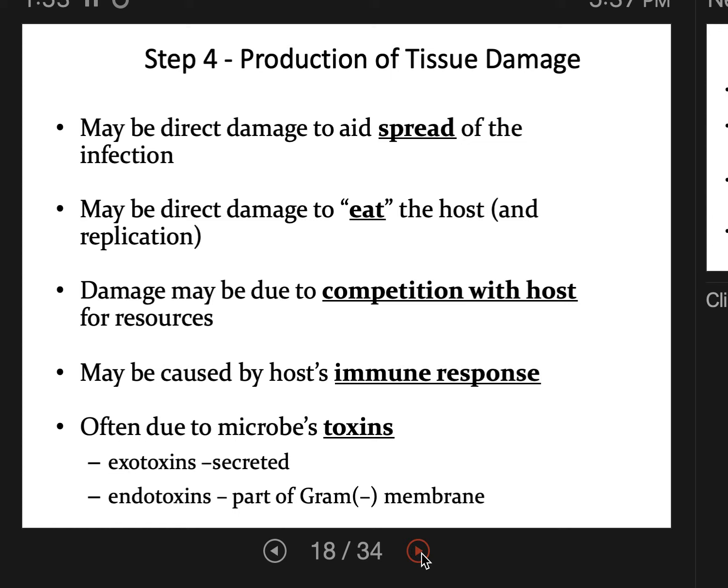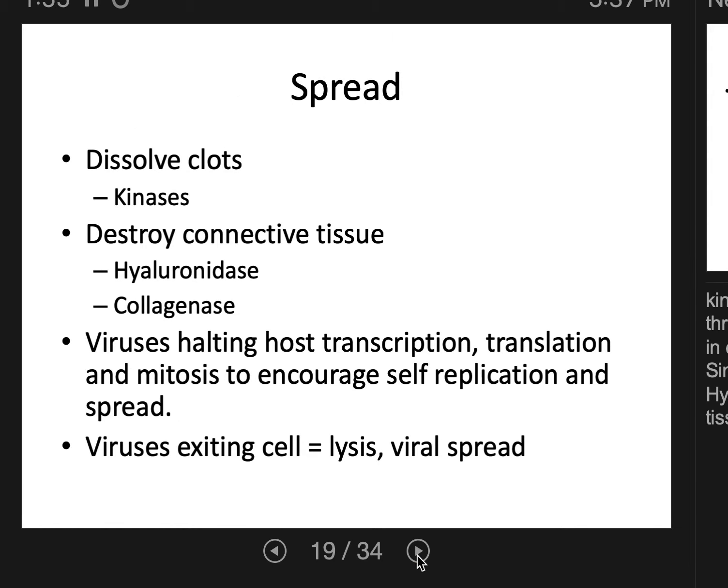So let's talk about spread first. So there's a number of ways bacteria can spread through your body. So some bacteria bring kinases to dissolve clots. So we talked about how some bacteria cause clots in order to protect them. If they clot your blood around them, that creates a wall around them that protects them from your immune system. But other bacteria will bring kinases, which dissolve clots.